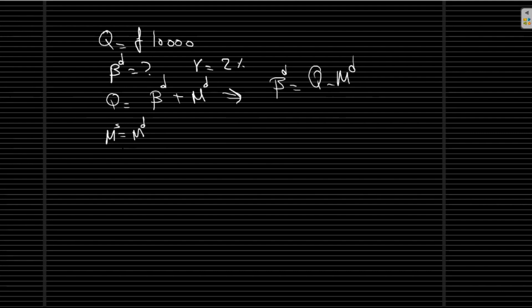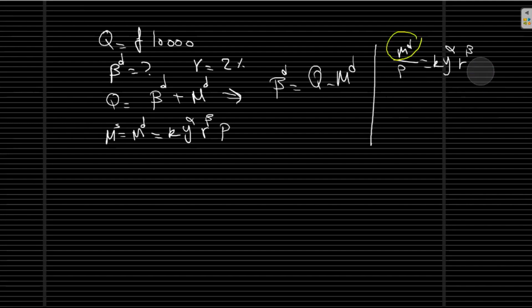Okay, so we know that from before. I just want you to remember the money demand function we had: MD over P equals K Y to the alpha R to the beta. Here I want money demand, so it equals K Y^alpha R^beta, and of course you multiply that by the price, P. Why? Because if I want only MD, you need to multiply by the price, P. So P will come here.